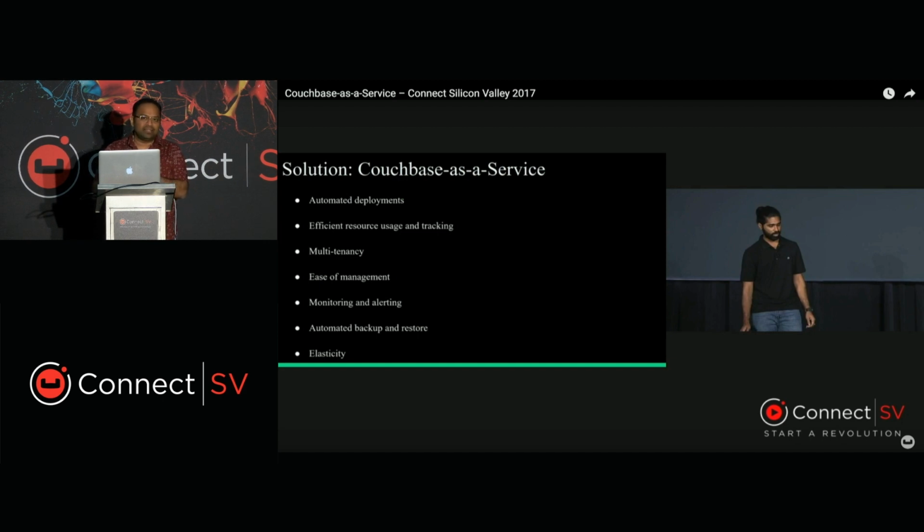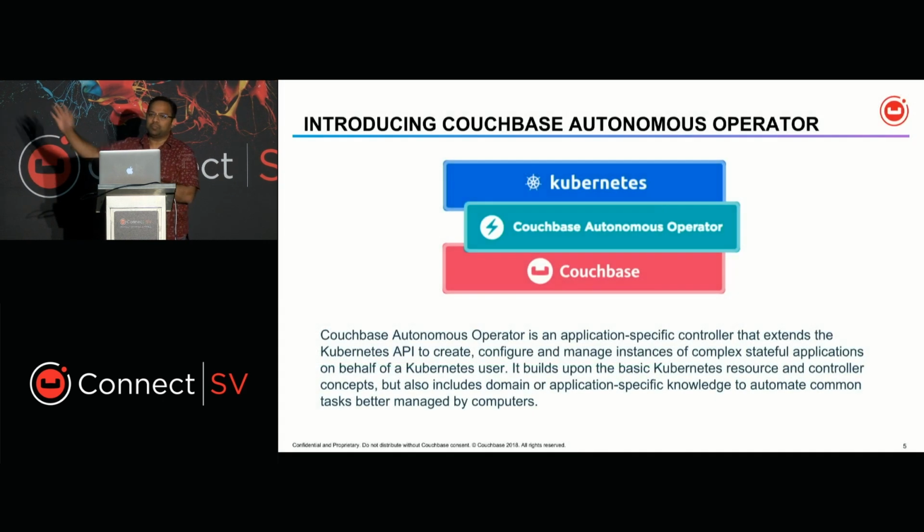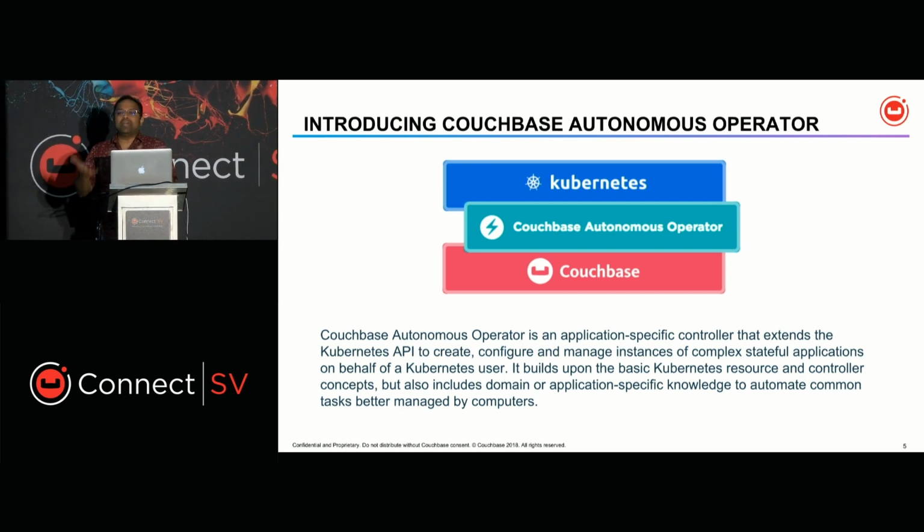And that's precisely what we have done with the Couchbase Autonomous Operator. Whatever problems and challenges DreamWorks faced, and the solution they built themselves, is what we have solved for you. We announced the Couchbase Autonomous Operator 3 weeks back. It's 1.0 GA now. The goal of the Couchbase Autonomous Operator is to take away the operational complexity of managing Couchbase Server.